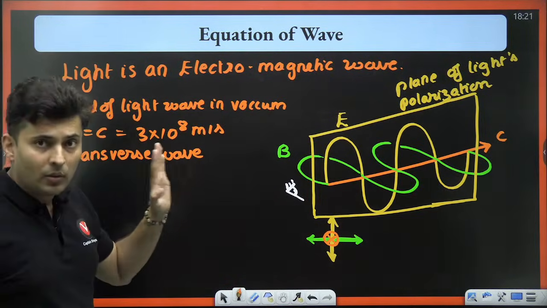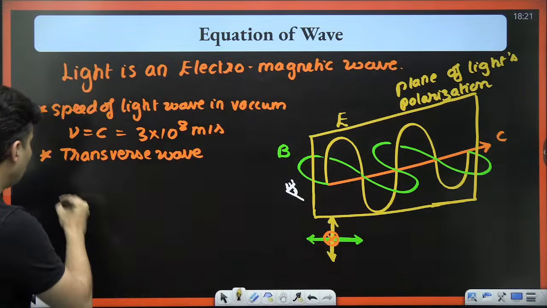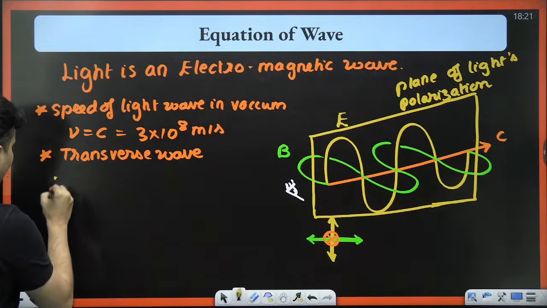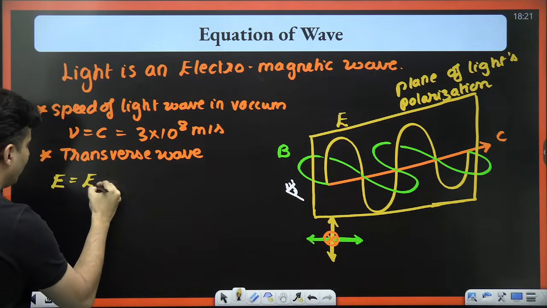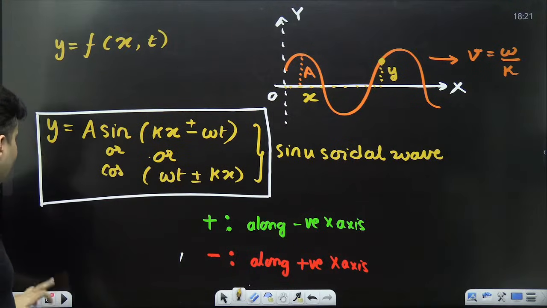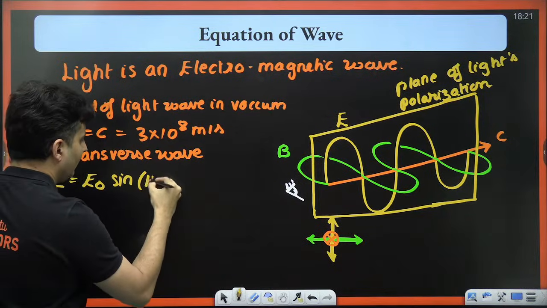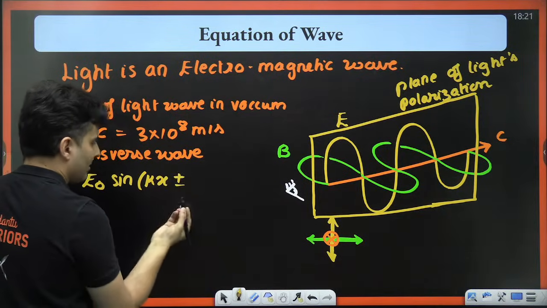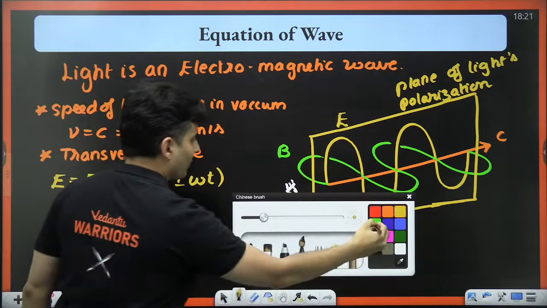Now, if you ask me what will be the equation of the wave, it will look something like this. The electric field will be some amplitude times sine or cos. So electric field times, let's say I use sine, then kx plus or minus, depending on which side it is going, omega t.